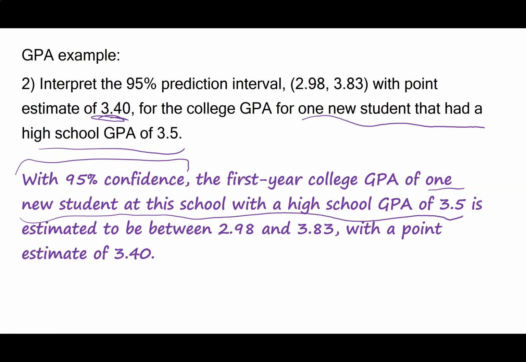So the key difference there is going to be either "of one new student with a high school GPA of 3.5" or "average GPA of all students with a 3.5 high school GPA." And I really can't emphasize enough, just know that if we give you two intervals and tell you one's the confidence and one's the prediction, the prediction one's always wider, the confidence one is always narrower. We've given you enough tools that you should be able to identify which is which.